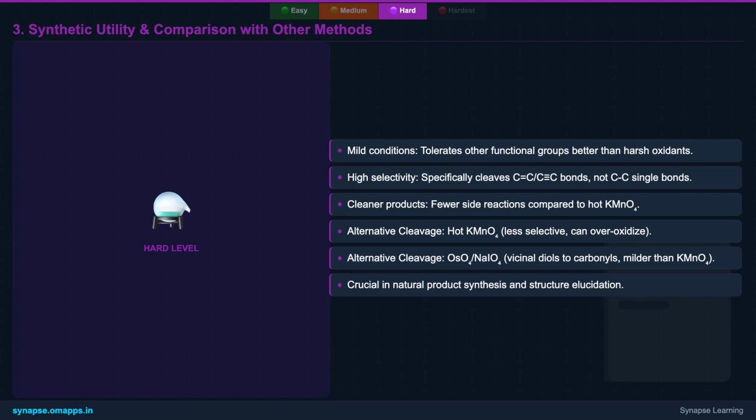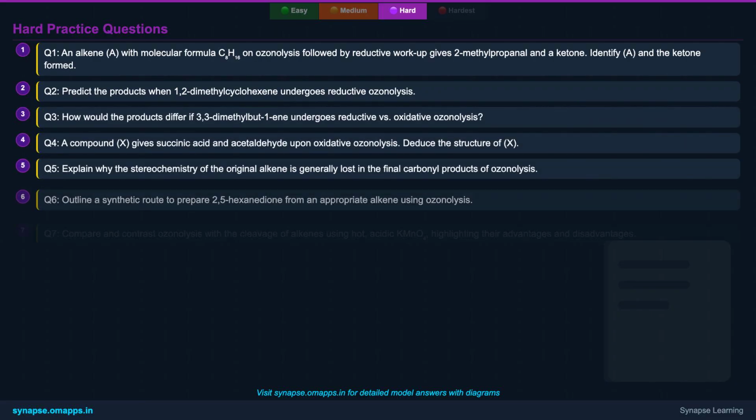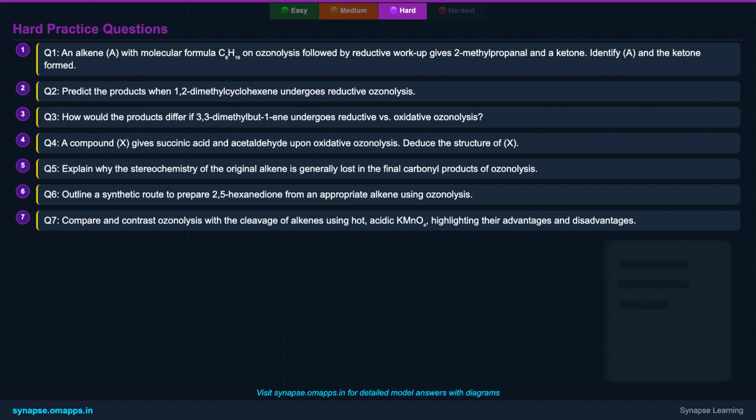This precision makes ozonolysis invaluable in complex synthetic routes, especially in the total synthesis of natural products where specific functional group transformations are critical. It's often used to pinpoint the exact location of double bonds in unknown natural compounds, aiding in their structure elucidation. Its ability to work at low temperatures also minimizes unwanted side reactions, preserving other sensitive functional groups within the molecule.